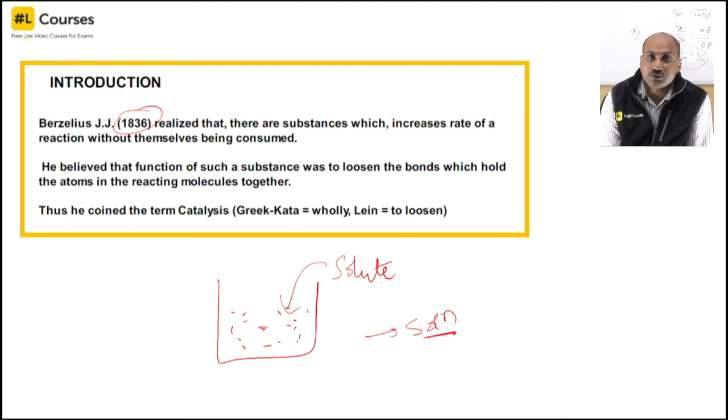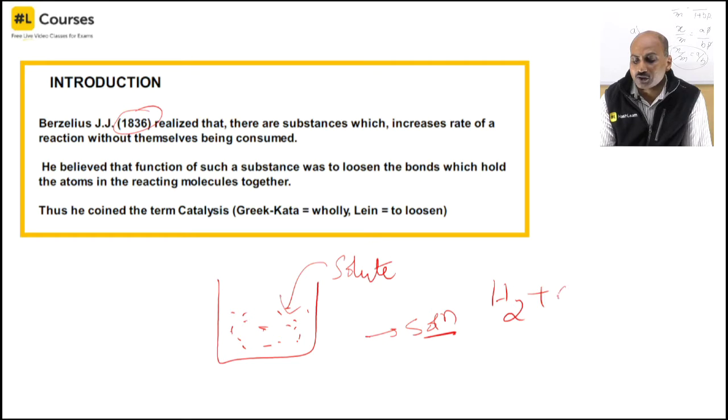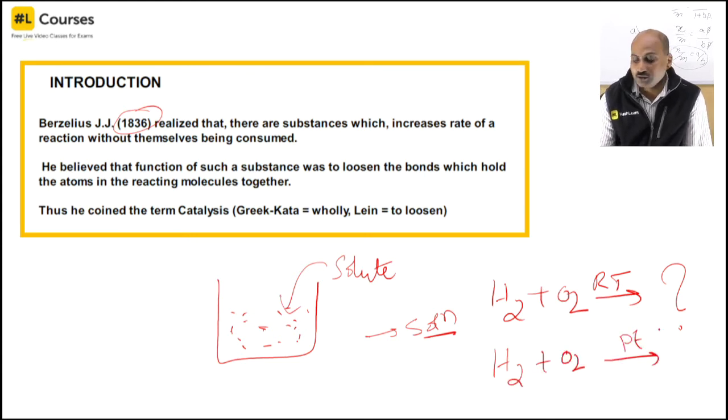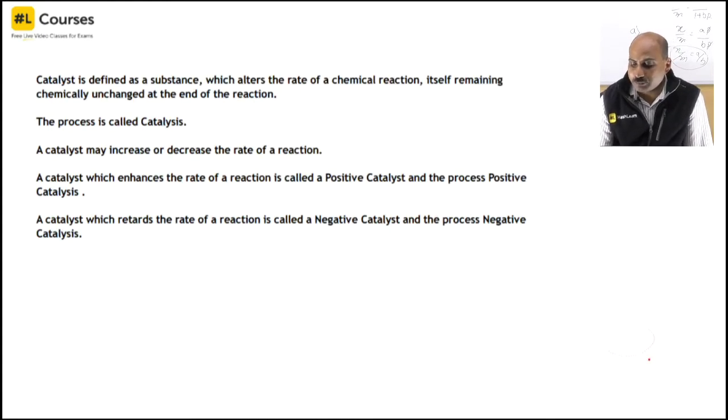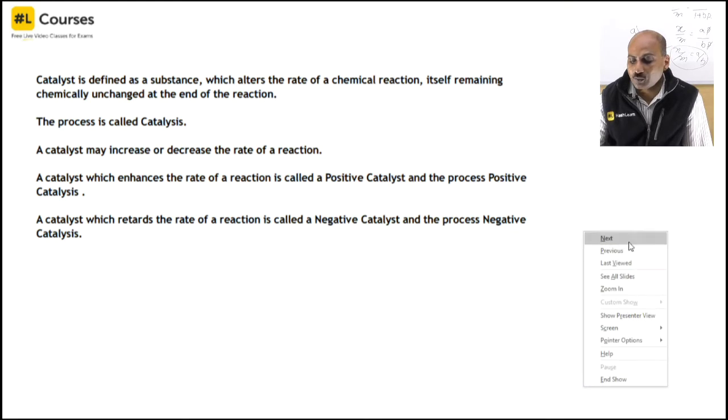Now, this happened without using a catalyst or any chemical substance, but certain reactions require a catalyst. The best example I can give is, take hydrogen gas plus oxygen gas at room temperature. What do you expect? Nothing will happen. But if I take hydrogen plus oxygen in presence of a platinum catalyst, then I can expect H2O. So, this chemical substance plays a very important role, and I will be talking about how this catalyst works.